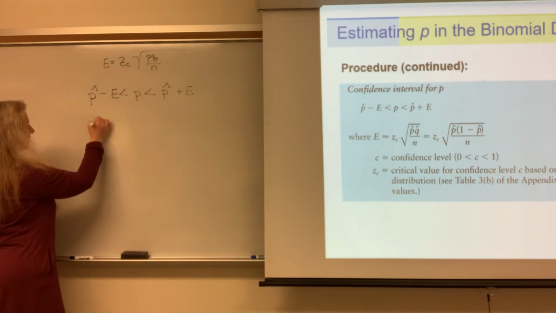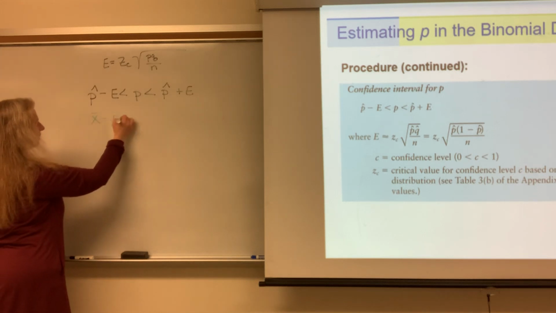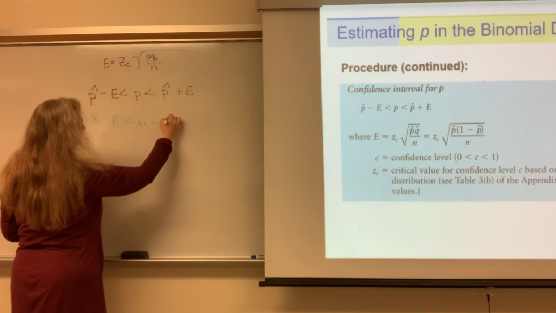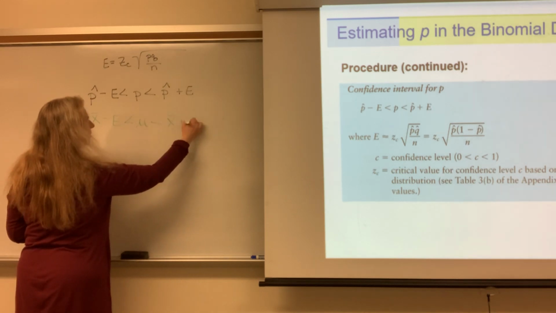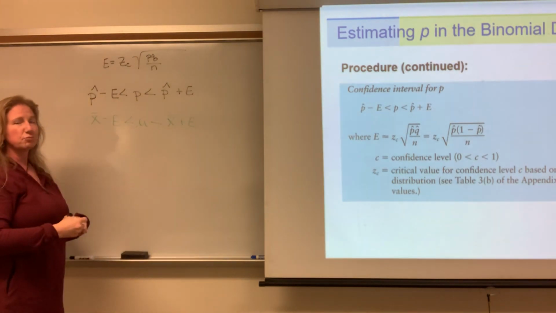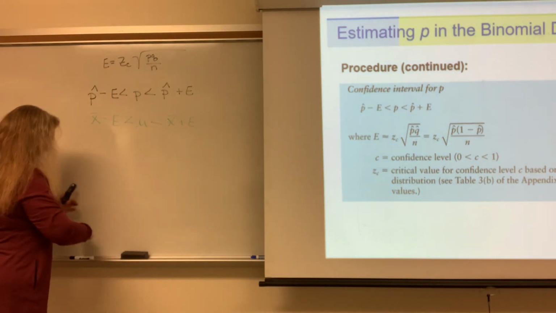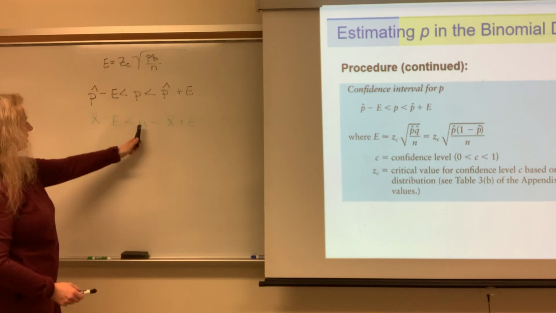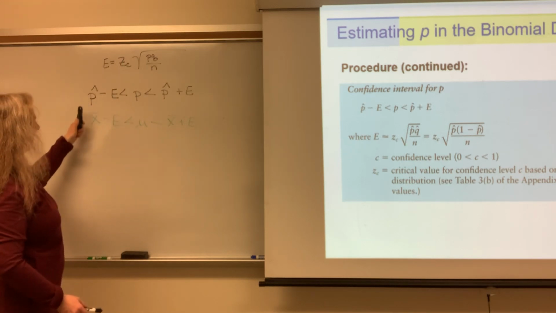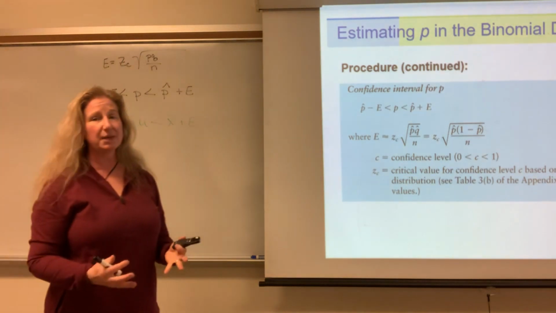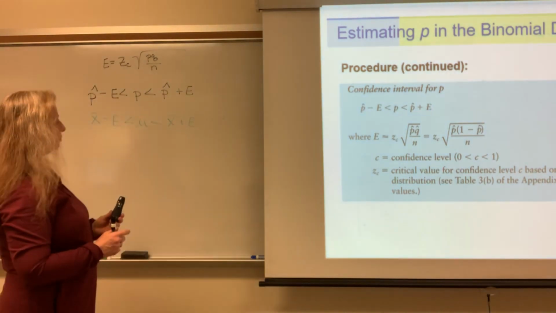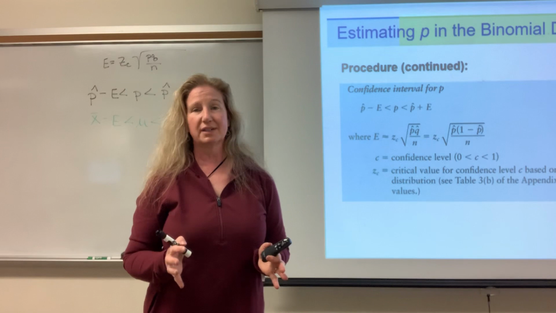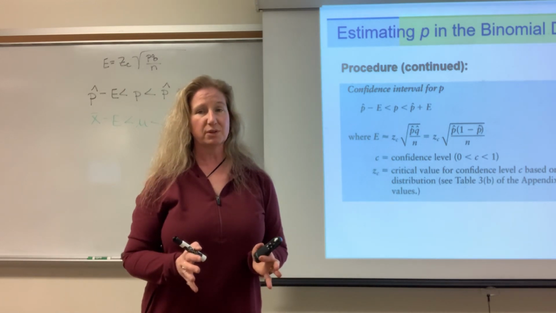If I had x bar minus the error less than or equal to mu, which is less than or equal to x bar plus the error. Do you see how those formulas are really similar? The difference is we're estimating p instead of mu, so we use p hat instead of x bar, but it's the same idea. One thing you should always remember is that probabilities are between 0 and 1. They must be between 0 and 1.